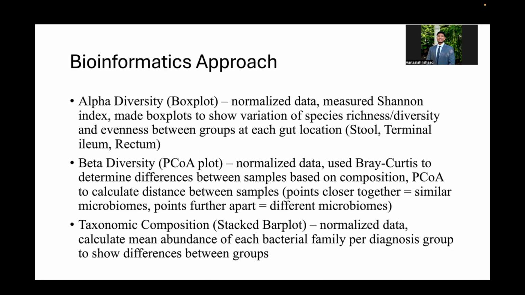For the approach we're going to use for alpha diversity, we're going to normalize the data, then measure the Shannon index, and then make a box plot to show variation in alpha diversity, meaning species richness, diversity, and evenness between groups of each gut location.